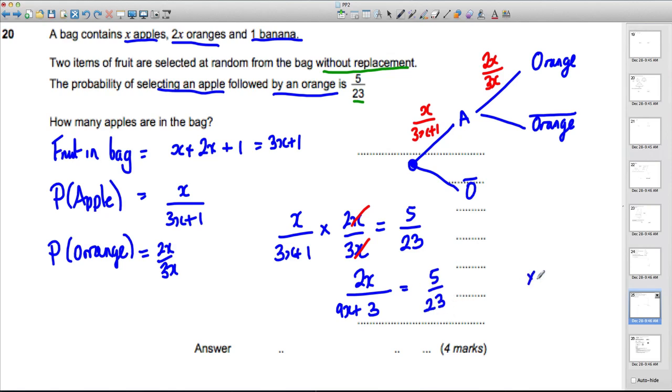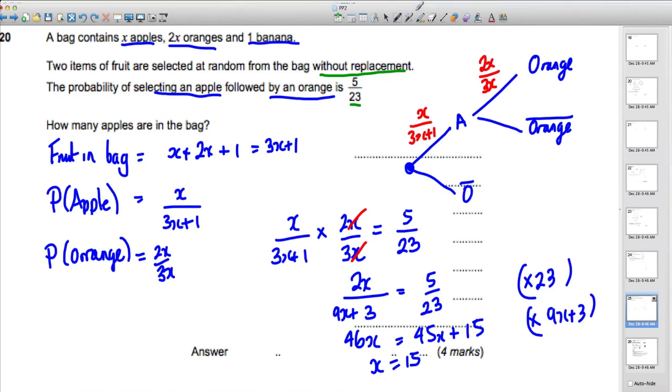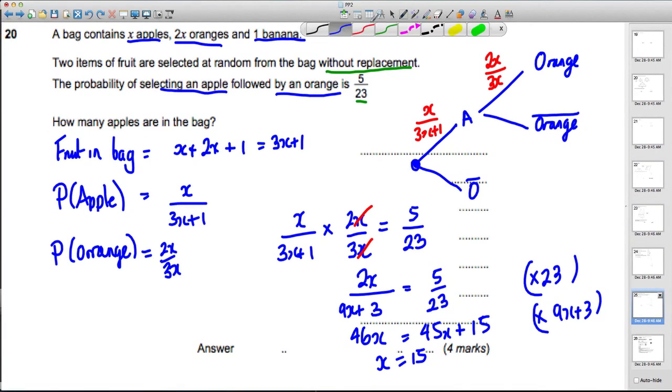Okay, multiply both sides by 23. Okay, and then multiply both sides by 9x plus 3. That would get you, on this side, 23 times 2x, which is 46x, would be 5 times this, which would be 45x plus 15. Take away 45x from both sides, and you would get x is equal to 15. Does that make sense from what we were talking about before? Let's just double check we've got the right answer.